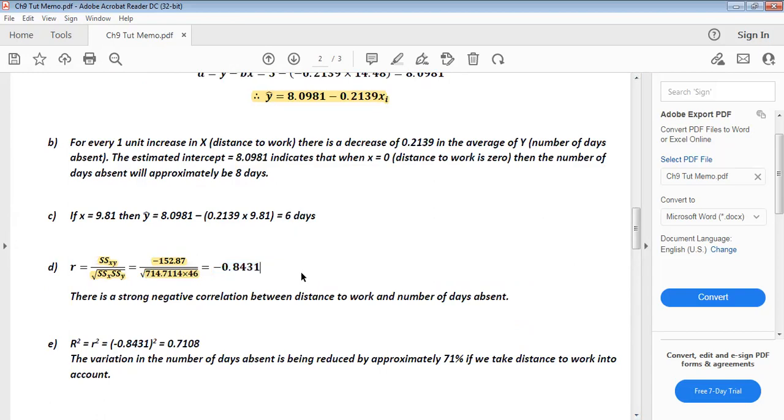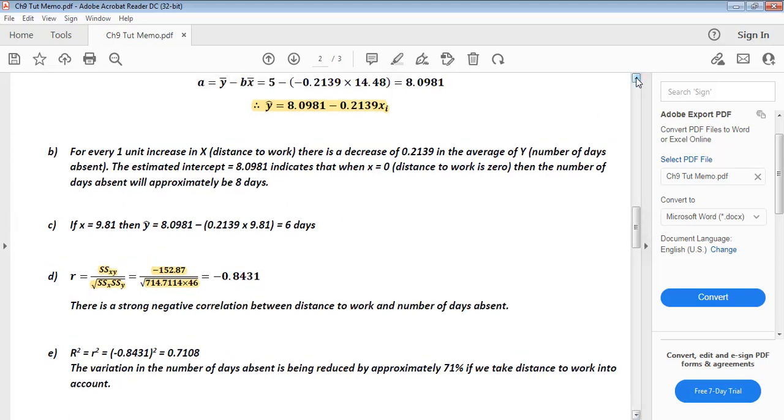But then the question is, you need to interpret what you found, okay? So basically this just means there's a strong negative correlation. Why is it negative? Because you have a negative value, okay? If it was a positive value, you would say that there's a strong positive correlation between the distance to work and the number of days absent. But there is a negative correlation, meaning if one is up, the other one is down, okay? And that correlation is very strong, okay?